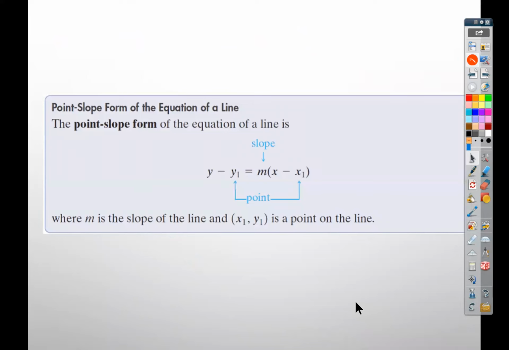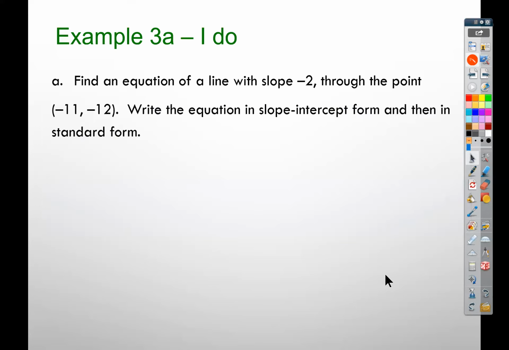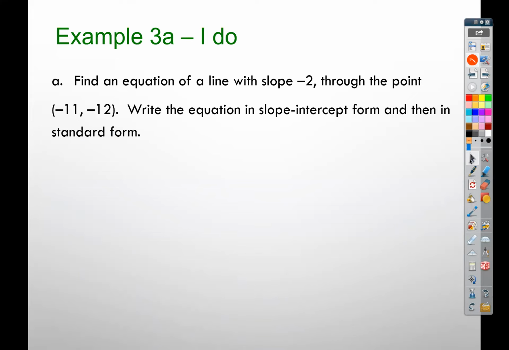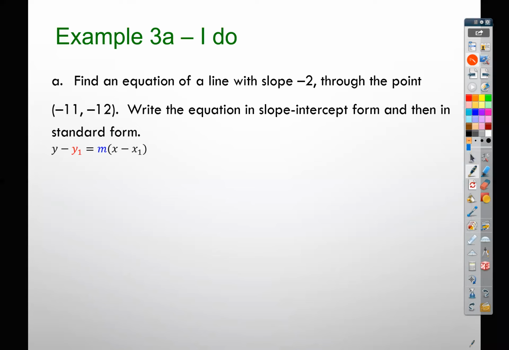So now we're going to be talking about point slope form. The point slope form again is y minus y1 equals m times x minus x1. All right, so find an equation of the line with a slope of 2 through a point negative 11, negative 12. Write the equation in slope-intercept form and then in standard. So here's the deal. You have to actually go through point slope form to get to slope-intercept and then standard.